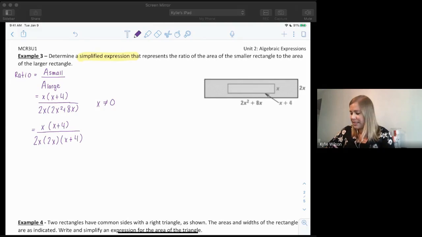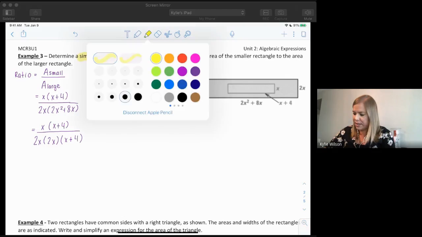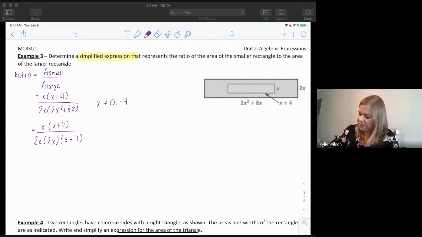And again, we can see some restrictions here, so let's write those out. We already have x can't equal 0, but we also have now that x cannot be -4. So let's add that in. Now, we can start canceling some stuff. Because everything's multiplied outside of brackets, we can start canceling some stuff.